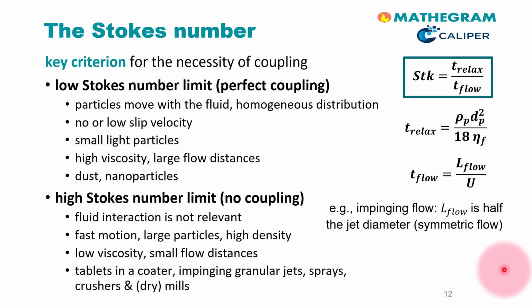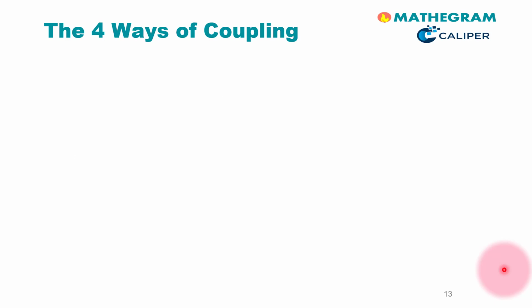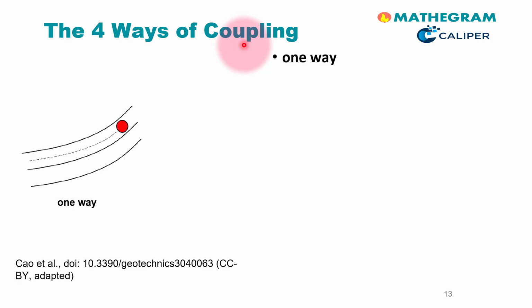Once we have understood the necessity of performing CFD-DEM simulations, we can move on to the next point in the decision tree, namely how detailed we need to perform the coupling. Option 1 is the so-called one-way coupling, which is illustrated here on the left. The particle will not alter the flow, but might have a trajectory that deviates from the streamlines of the fluid, nothing else.